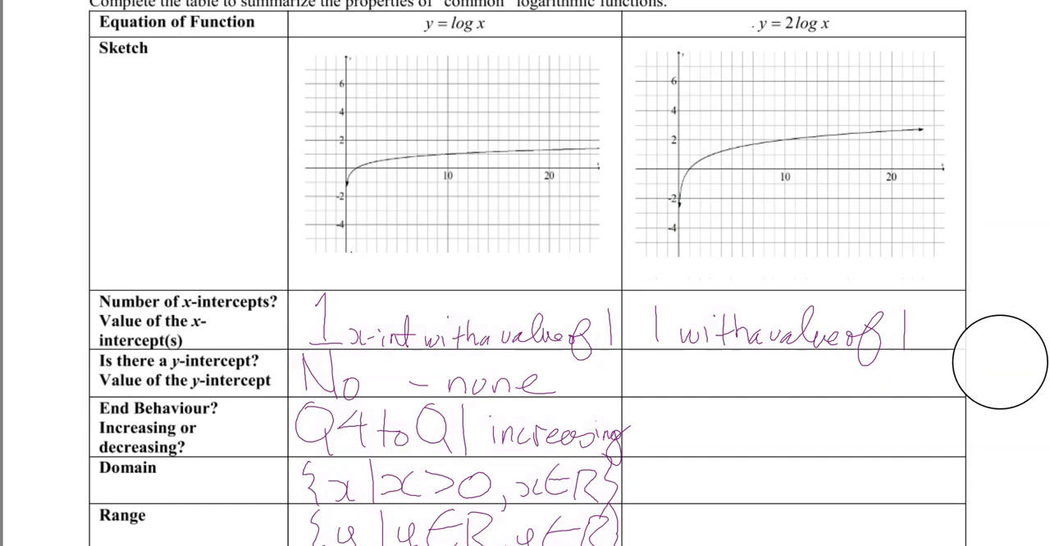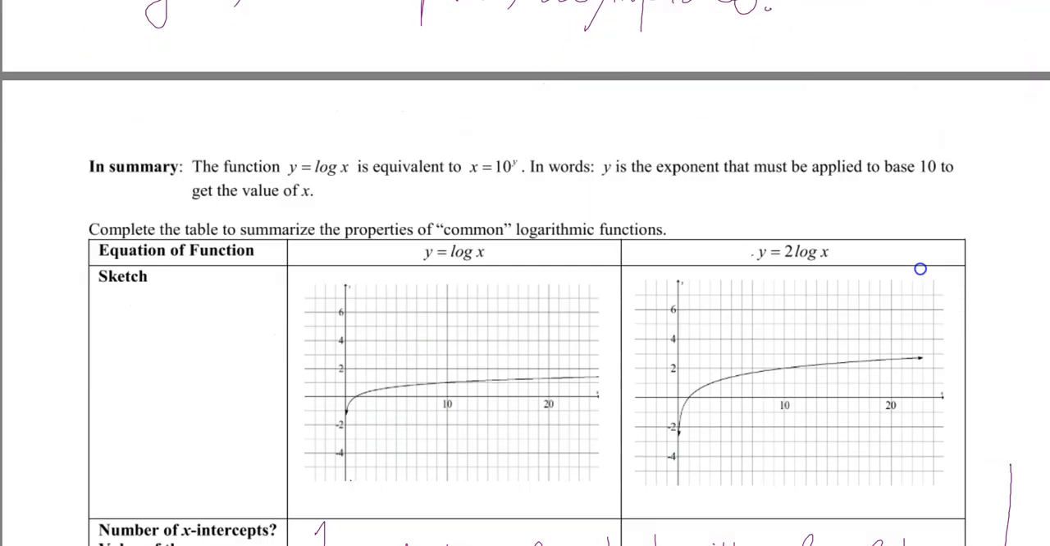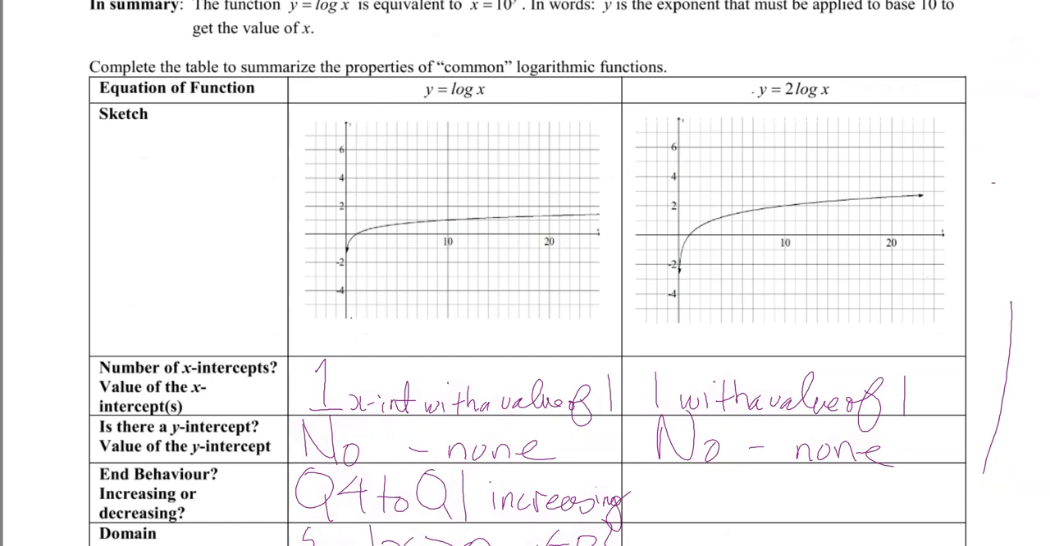Is there a y-intercept? No. What is its value? There isn't one. Are you listening? There isn't one. What's its end behavior? Q4 to Q1 and increasing.